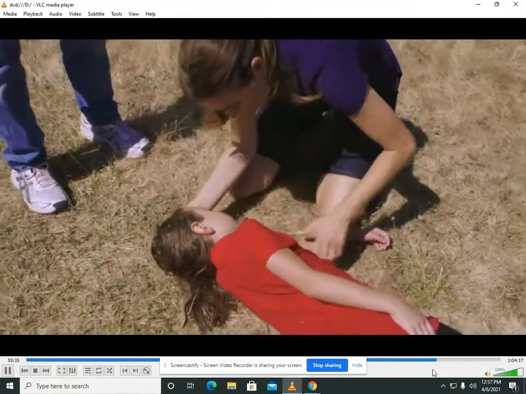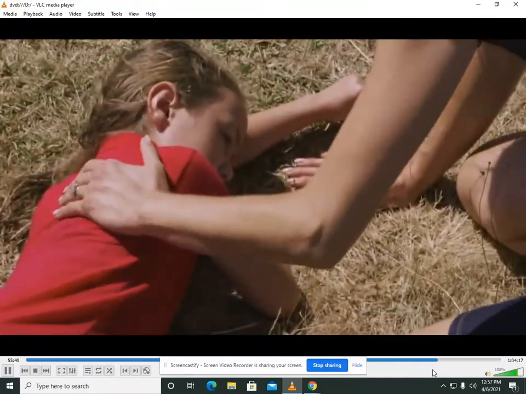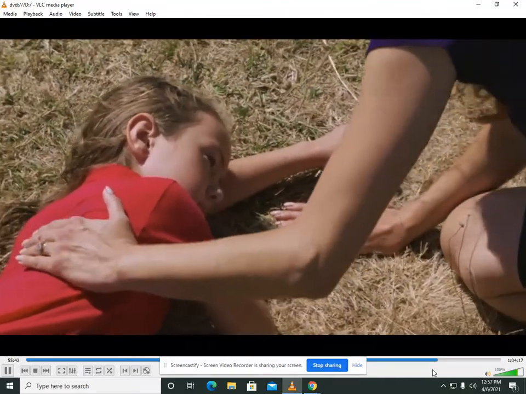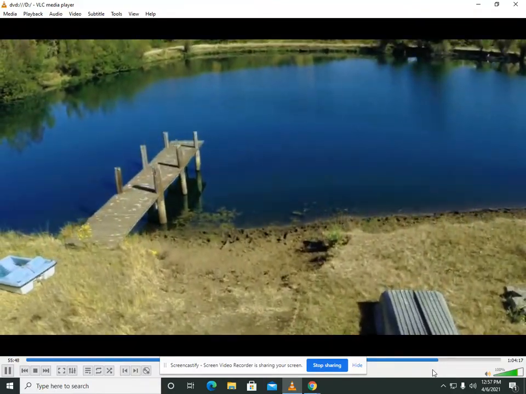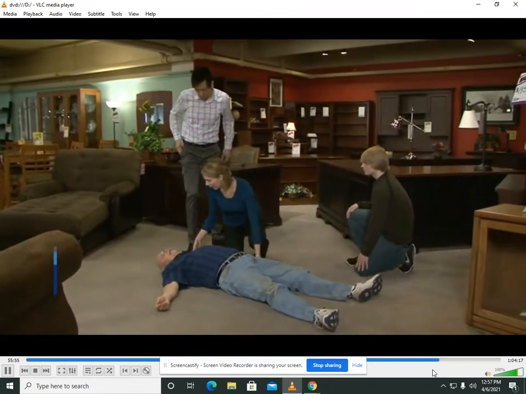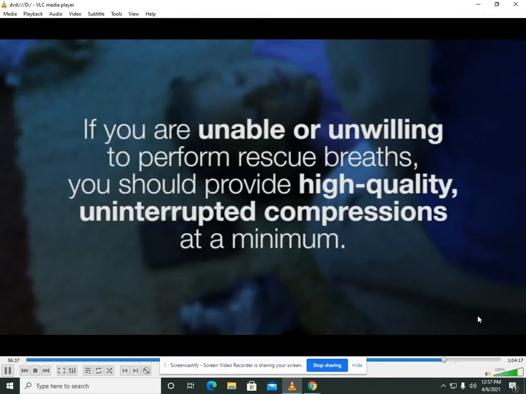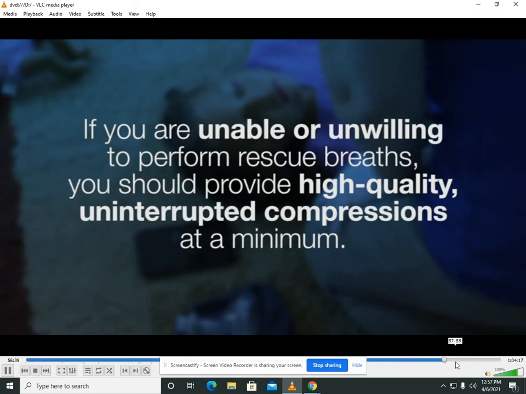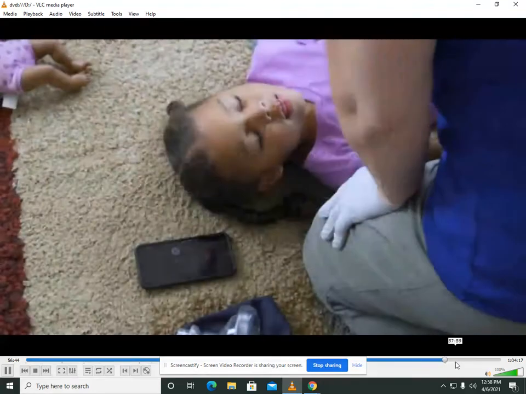If a child begins breathing normally, place her in a recovery position. Monitor the child and provide any additional required care. Compression-only CPR for adults is being widely promoted to people who are not trained in CPR. If you are unable or unwilling to perform rescue breaths, you should provide high-quality, uninterrupted compressions at a minimum.